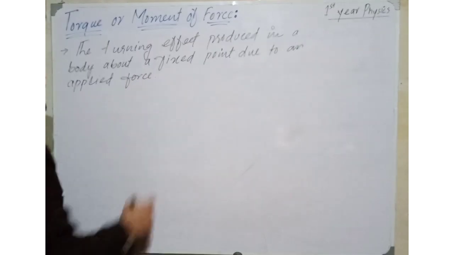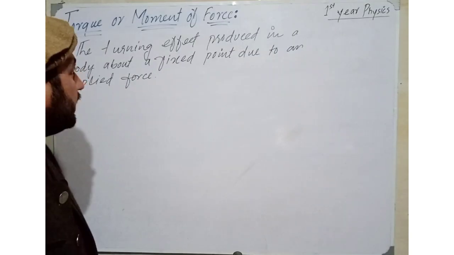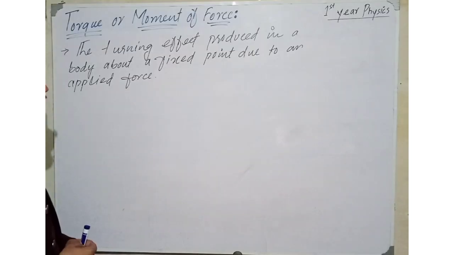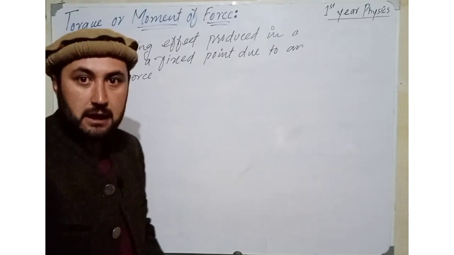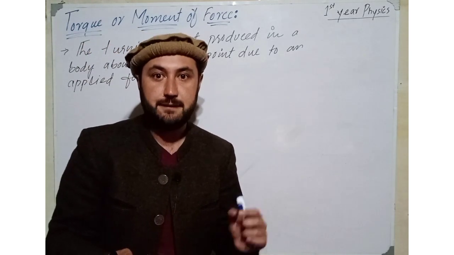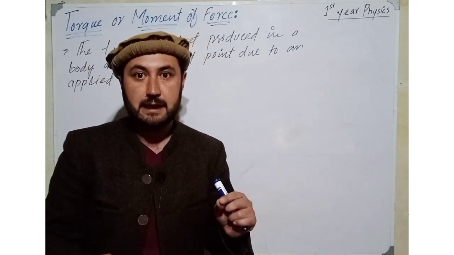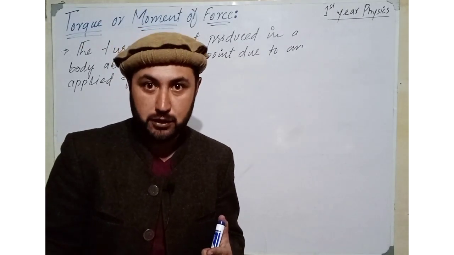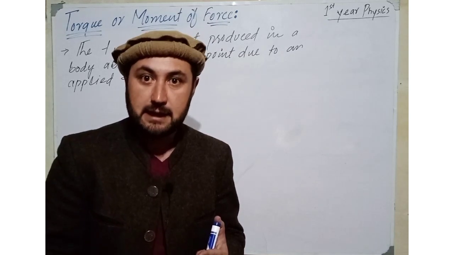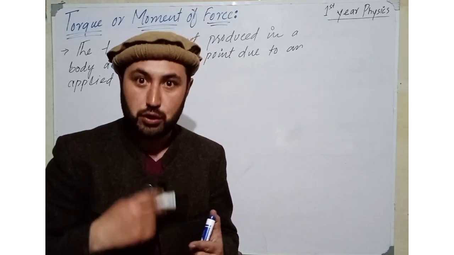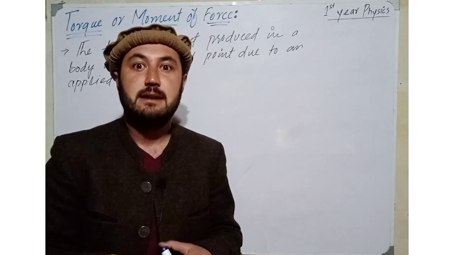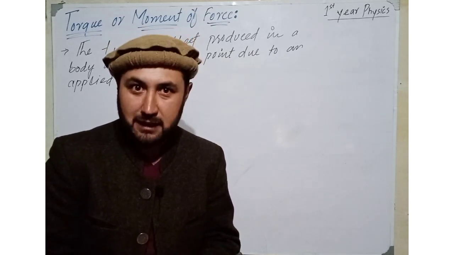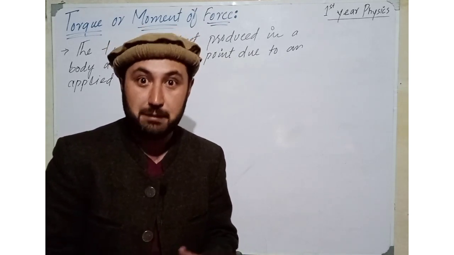So this is also called moment of force, right? Whenever we apply a force on an object which is fixed from a single point, and that fixed point is its axis of rotation, and as a result the object starts rotating, then this effect is what we call torque, and this effect is produced due to the applied force.